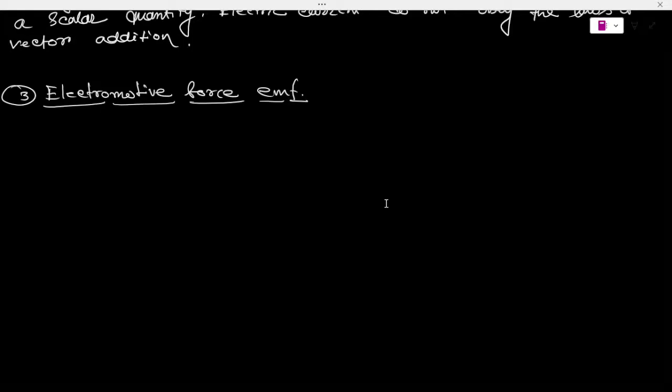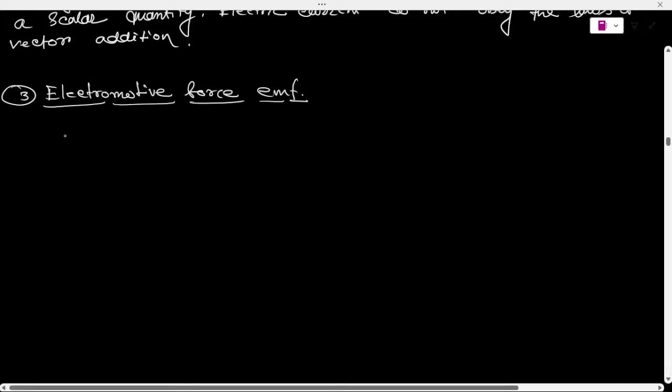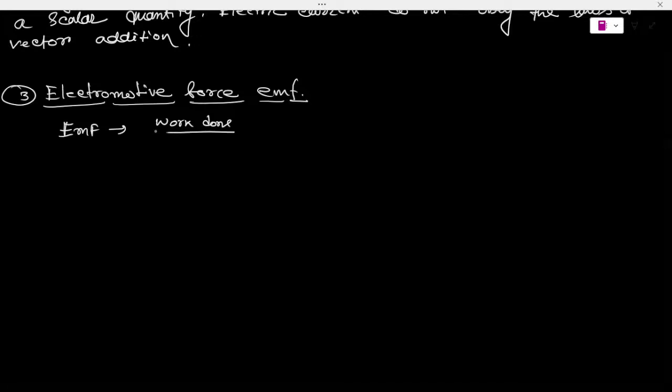Once it goes round the circuit, once it completes the circuit, it is equal to the terminal potential difference measured in open circuit. So basically EMF, the electromotive force, is equal to work done divided by charge, that is W by Q.